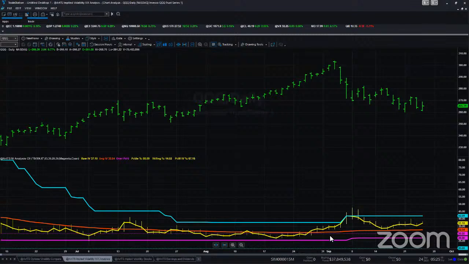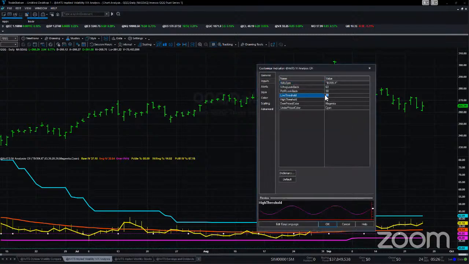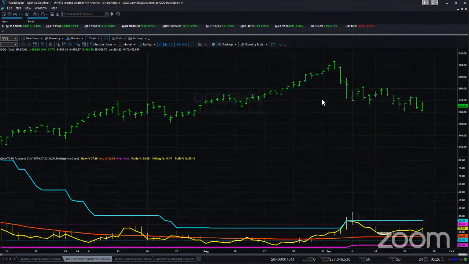For the Qs, it's not 20. I can promise you that. It's probably closer to 30. And I would probably say 40 is resistance. So let's plug that in. I'm going to say the low support is 30 and the high resistance is 40. And that looks like a better fit, doesn't it?